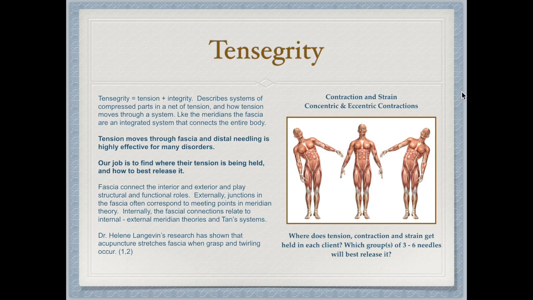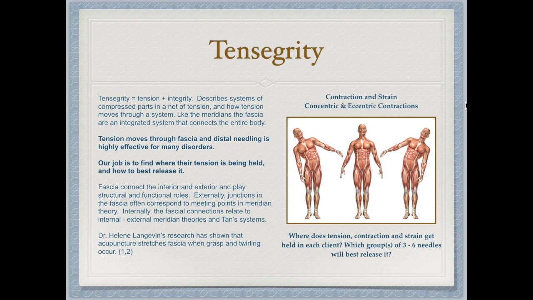But let's go ahead and look at what I wrote above these pictures. It reads: contraction and strain, concentric and eccentric contractions. So when muscles contract, they shorten, and that's a concentric contraction. But when muscles lengthen, that's an eccentric contraction. And often when muscles get stretched too much, you'll get a lot of injuries caused by too much strain or too much stress, too much pulling in the muscles.